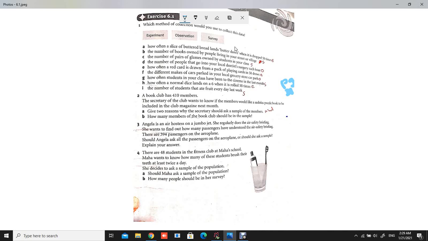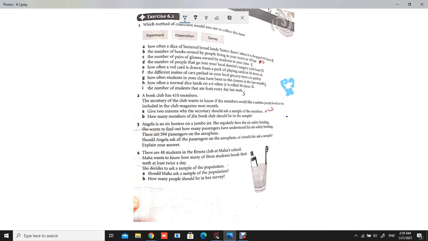Now the first one: how often a slice of buttered bread lands butter down when it's dropped 50 times? Experiment, you have to experiment. The number of books owned by people living in your street or village. Survey. The number of pairs of glasses owned by students in your class. Survey. The number of people that go into your local doctor's surgery each hour. Observation.